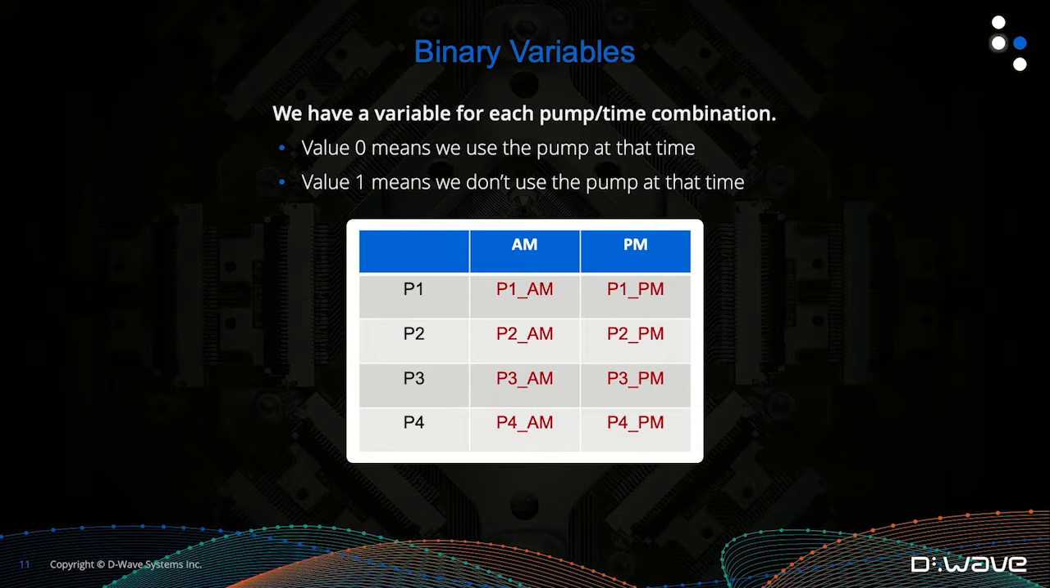So when we get our solutions back from the quantum computer, if we get P1 AM equals 1, that means that we're going to use pump 1 in the morning. If you get back P3 PM equals 0, that means that we're not going to use pump 3 in the afternoon.